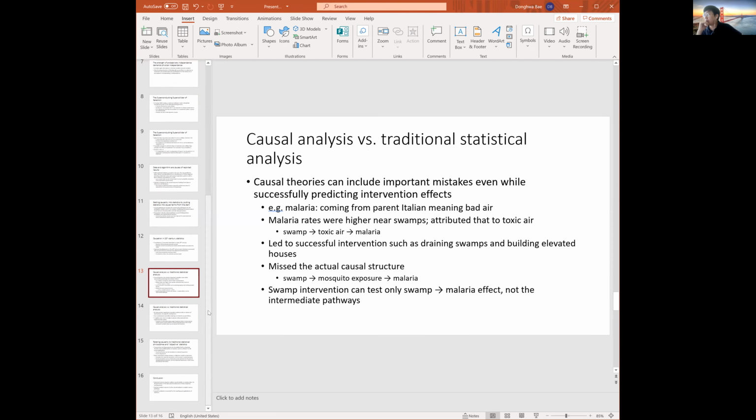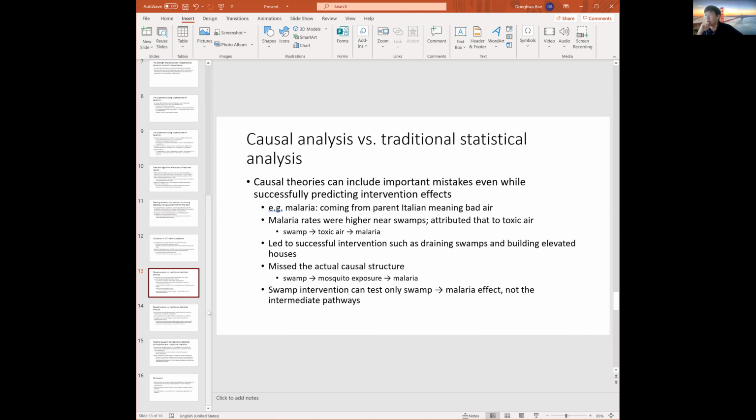And however, the author shows that the causal theory can also include important mistakes, even while successfully predicting intervention effects. One of the examples is malaria.